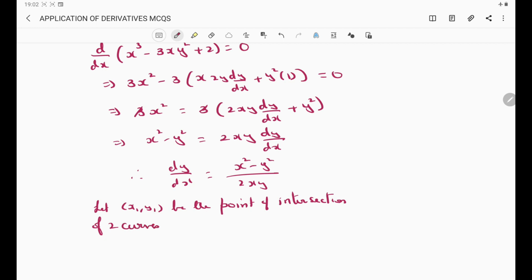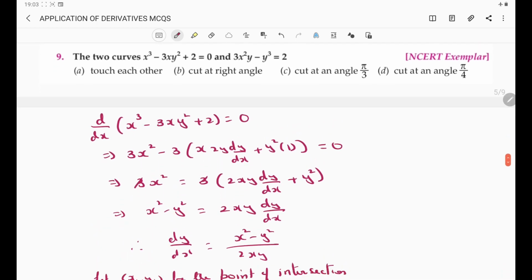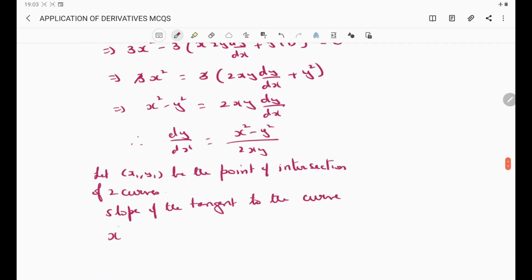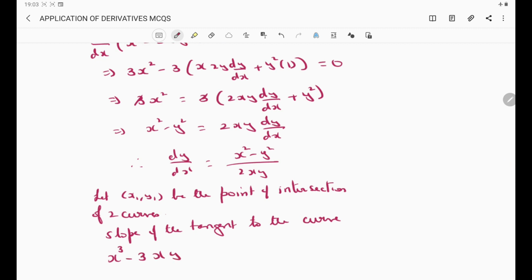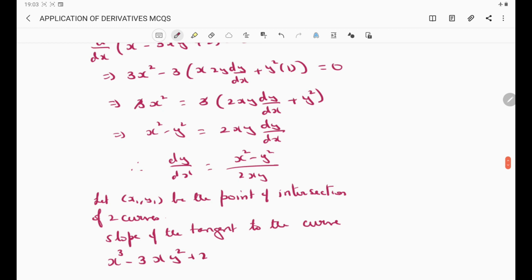Let (x1, y1) be the point of intersection of the two curves, and let us find the slope of the tangent at this point. The slope of the tangent to the curve x cube minus 3xy square plus 2 equal to 0 will be (x1 square minus y1 square) by 2x1 y1. So this will be the slope of the tangent to the curve.